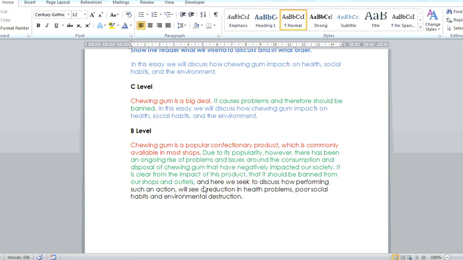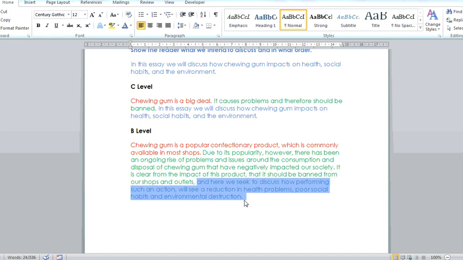So, if I read it from the beginning of the sentence, it would say, it is clear from the impact of this product that it should be banned from our shops and outlets. And here we seek to discuss how performing such an action will see a reduction in health problems, poor social habits, and environmental destruction.